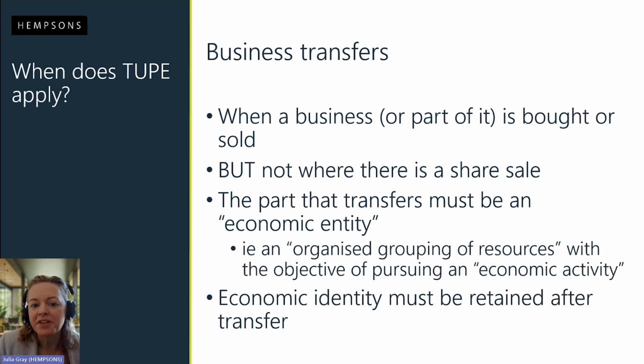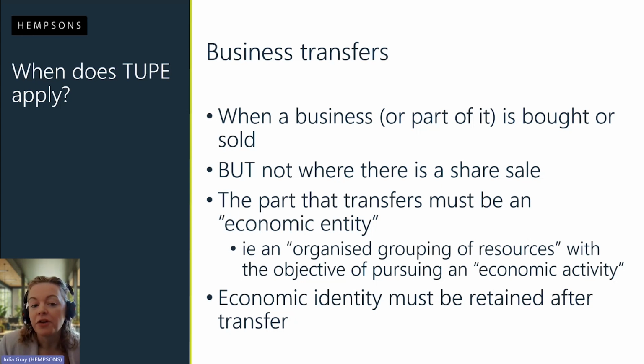So, as I said a few moments ago, there are two types of TUPE transfer, and this slide is about the first type of transfer, which is a business transfer. This is the original type of TUPE transfer. When TUPE was first invented, this was the only type of TUPE transfer. This is where an undertaking, which is the word that is used in the regulations to mean business, or part of an undertaking, is transferred from one employer, one organisation, to another.